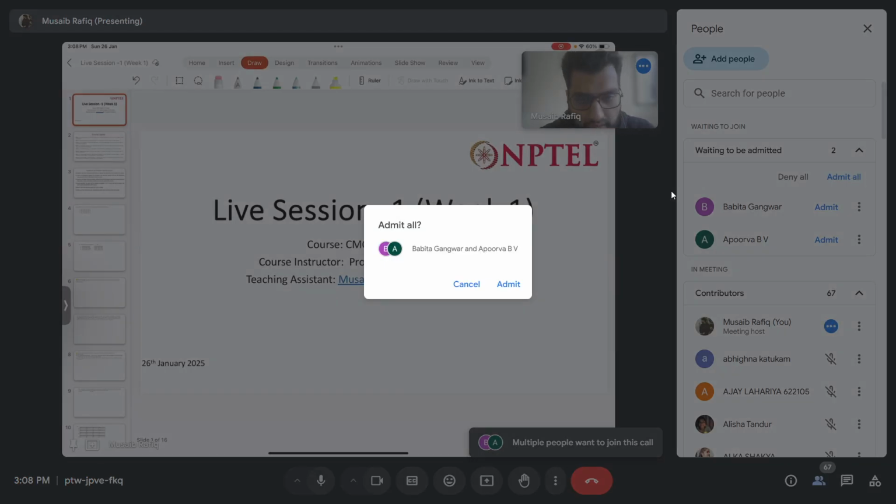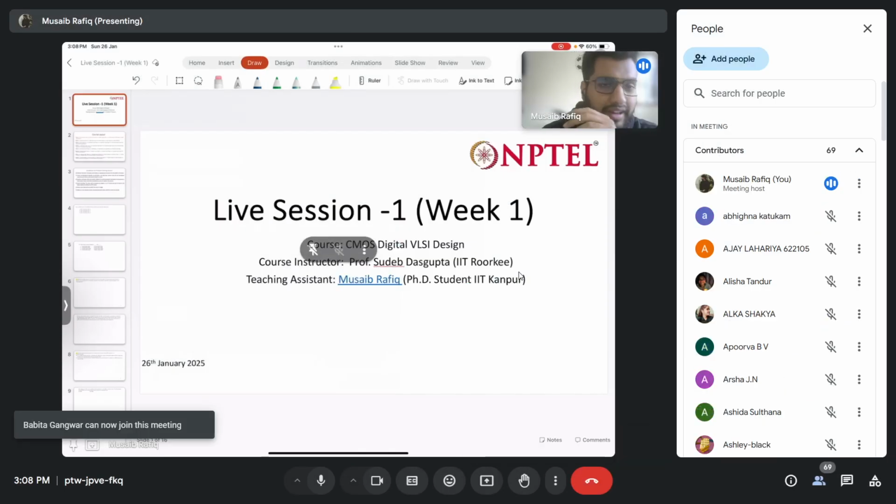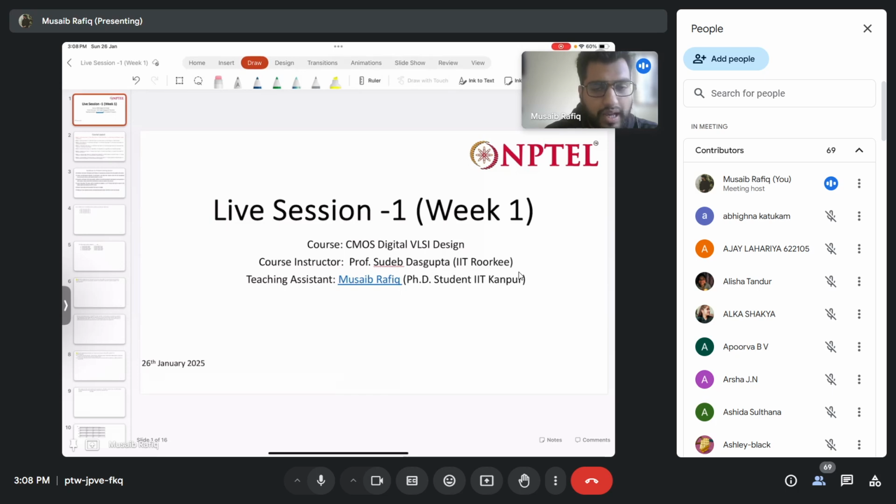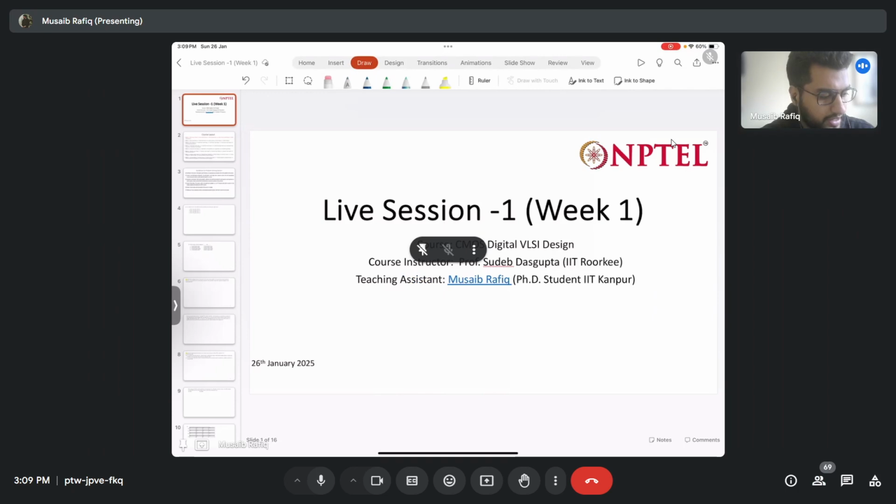So let me just admit. Yeah, and one more thing. Whenever I am solving a problem, I won't be able to admit a new student because I am busy with this annotation. After I solve a problem, I'll admit them. So I'll just lay out the guidelines, and then you guys will be clear with that.